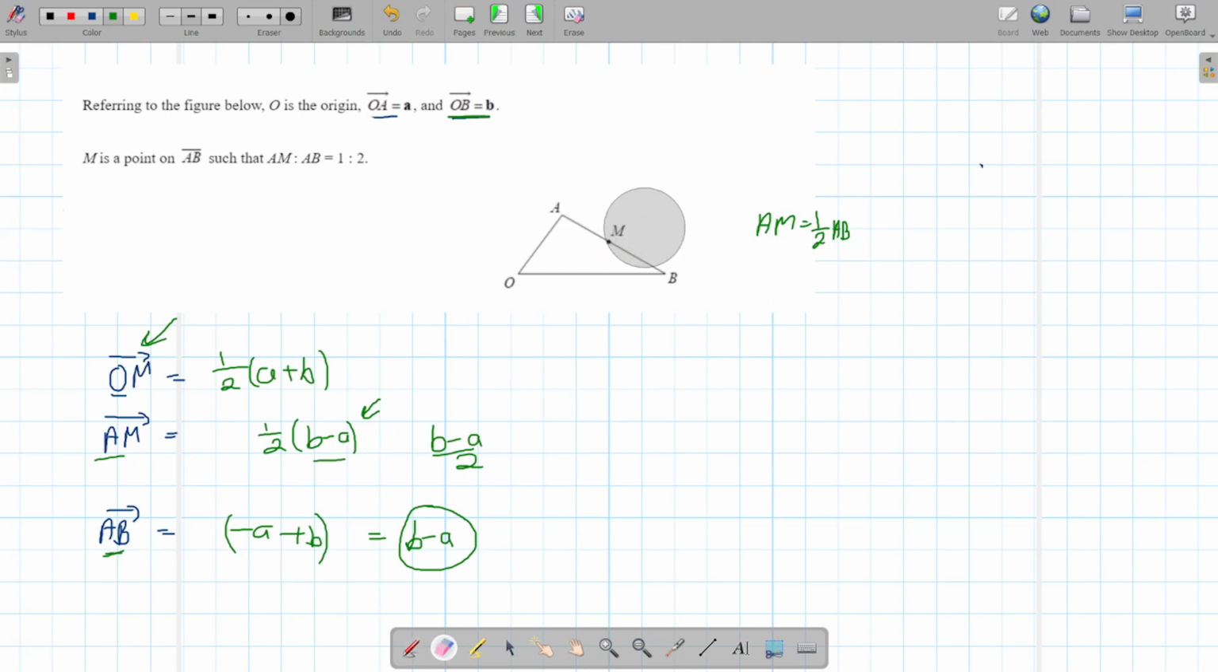The easy one is AB. It's the easiest one. AB is just equal to going from A to B. You have to go from A to O, then from O to B, and A to O is actually minus A, and O to B is B.